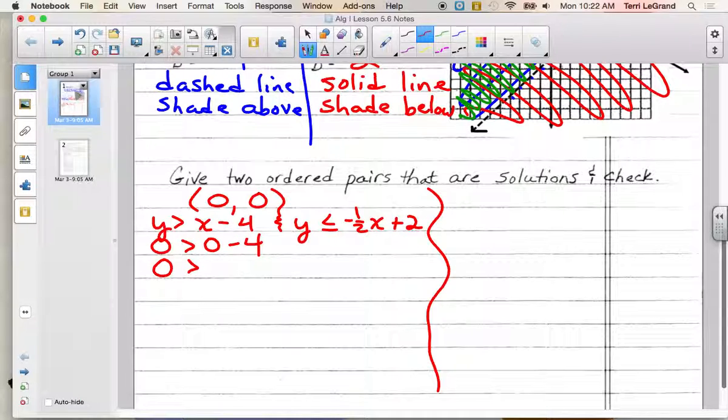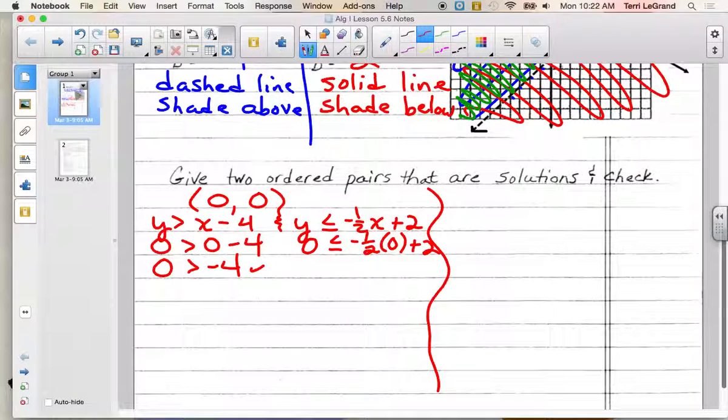0 take away 4 is? Negative 4. Is 0 greater than negative 4? Yeah, that's true. So it checks out in that one, doesn't it? Okay, now let's try it in the other one. 0 is less than or equal to negative 1/2 of 0 plus 2.